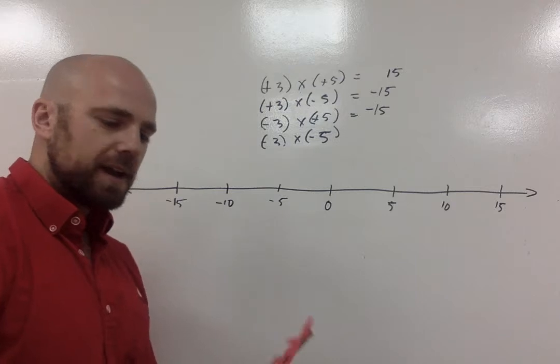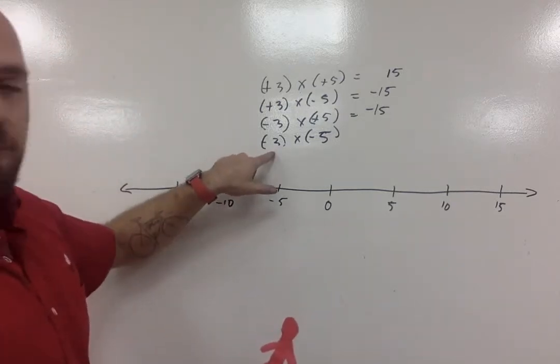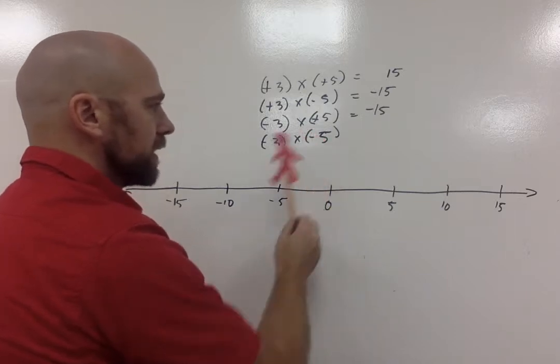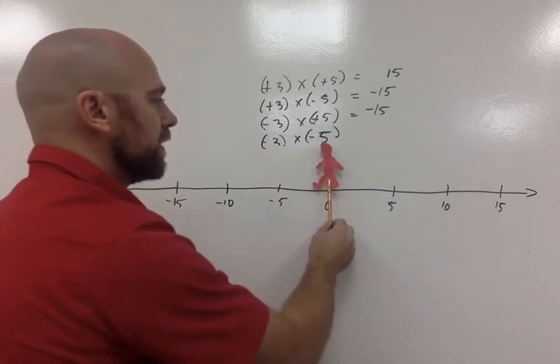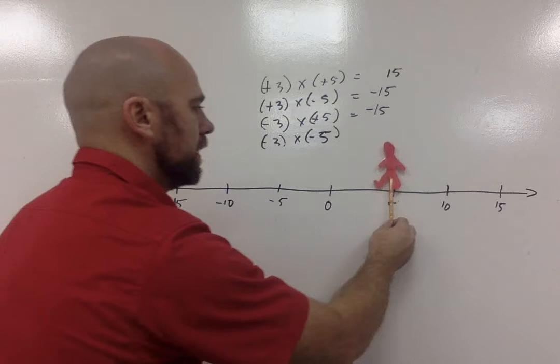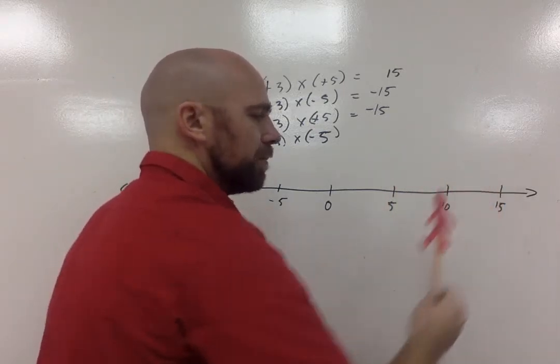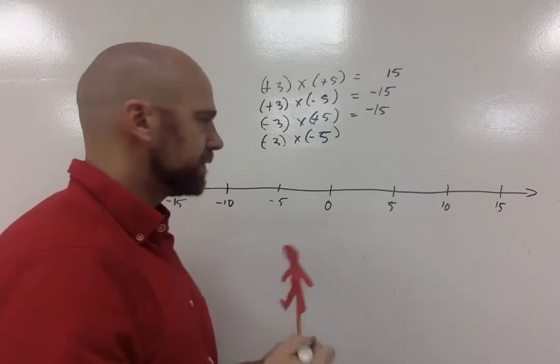Now, we have our negative guy once again. So we have our negative 3, and he's moving backwards. He's moving backwards sets of 5. 1, 2, 3. So he ends up here at positive 15.